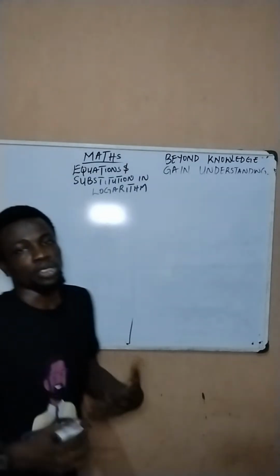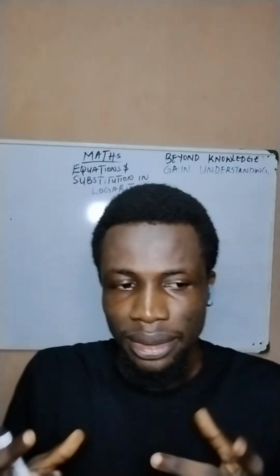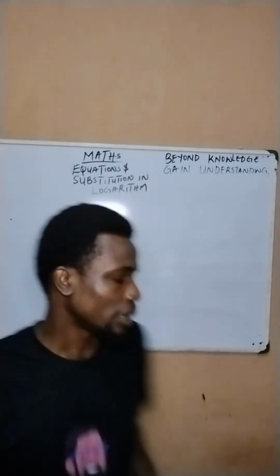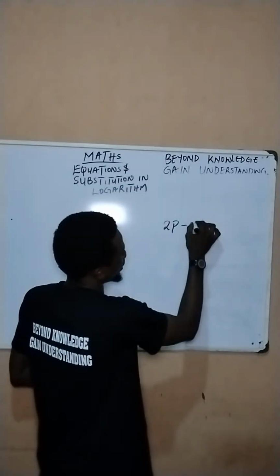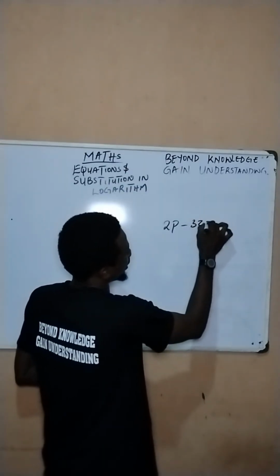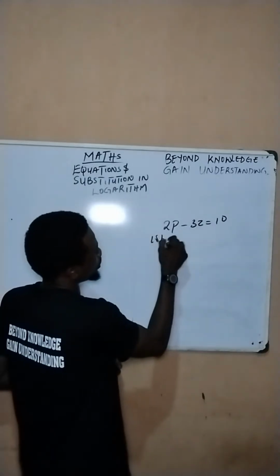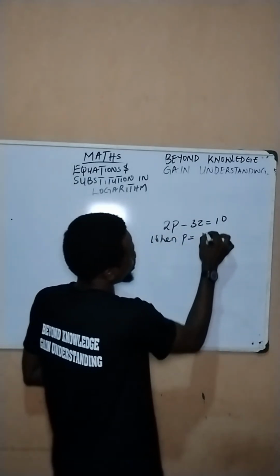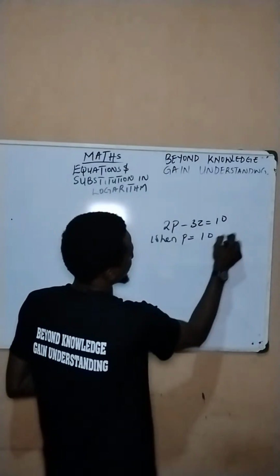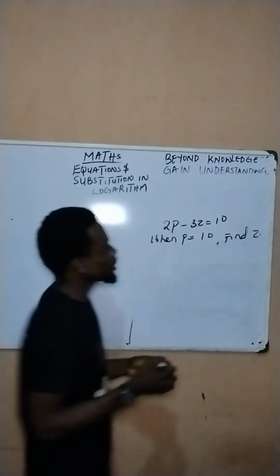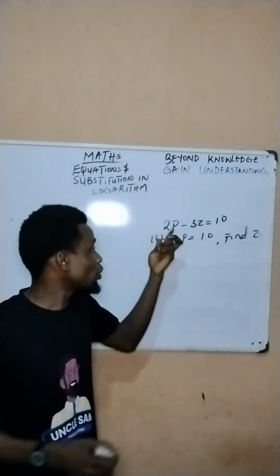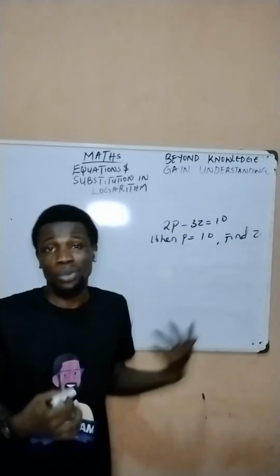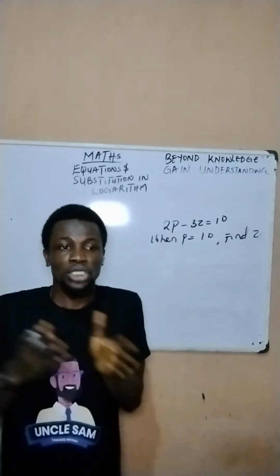Now remember that substitution is something that we use a lot in mathematics, and it's quite easy. For example, if I have that 2p minus 3z is equal to 10, and we say where p is equal to 10, find z. Now what I'm going to do here is substitute the value of p to become 10. That means anywhere I see p, I'm going to replace it with 10. That is what substitution is all about.